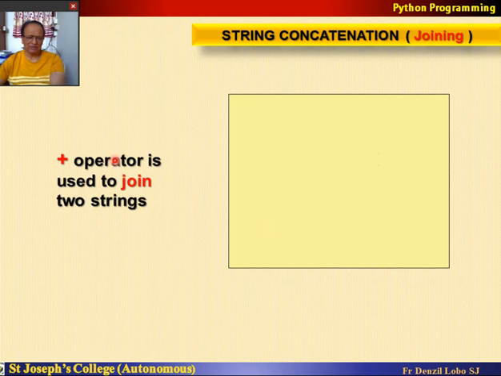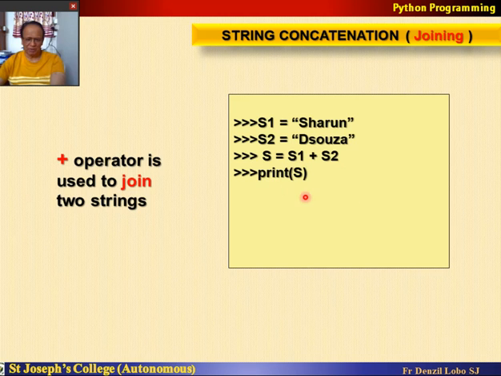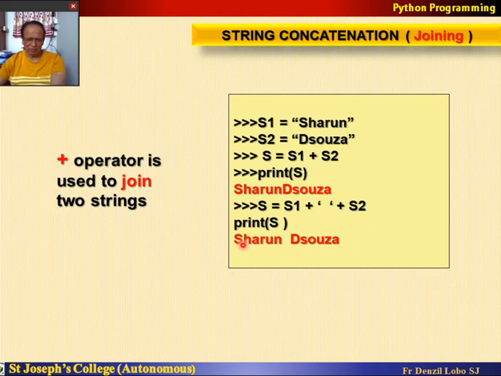Plus operator to join strings, we are already familiar with. So for example, S1 is equal to Sharon, S2 is equal to D'Souza. Now it is S1 plus S2. Then print S. Since I have not given a space here, it is giving Sharon D'Souza one after the other. Suppose I were to leave a space here, it would have left a space in between the first name and the last name. As you see here, S is equal to S1 plus a blank plus S2, and automatically it will give you Sharon D'Souza inserting a blank space in between. So this is concatenation or joining of two strings.